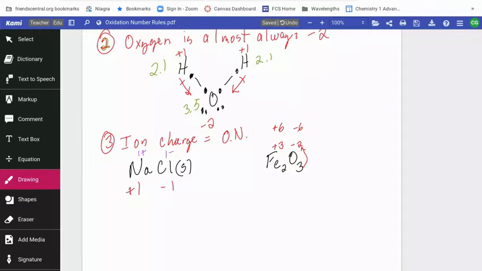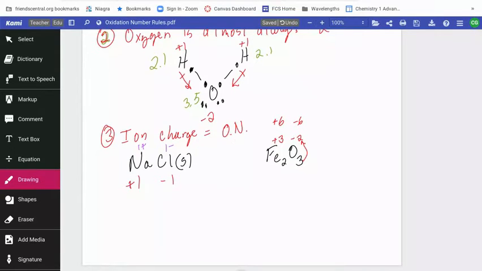Oxygen likes to gain 2 electrons. Remember, it's 2 away from being a noble gas, and that noble gas is neon. Iron, kind of weird transition metal. It's kind of hard to sometimes figure out. All right, so that is rule number 3. Let's go rule number 4.